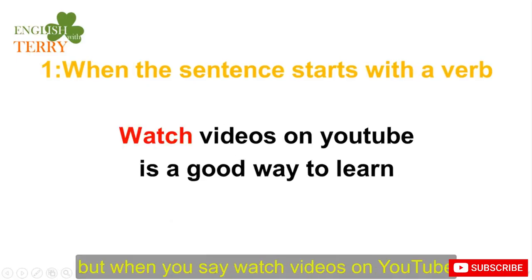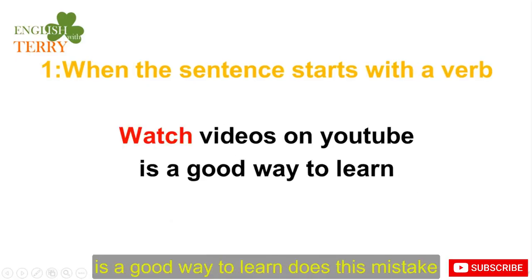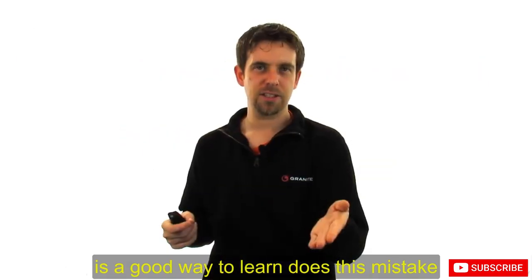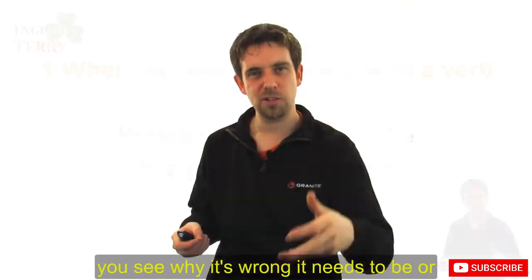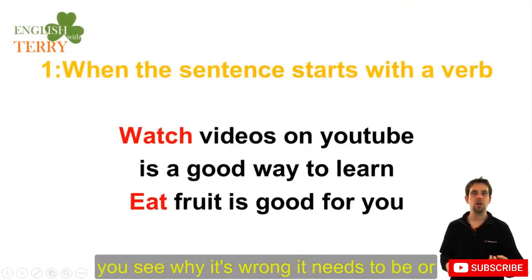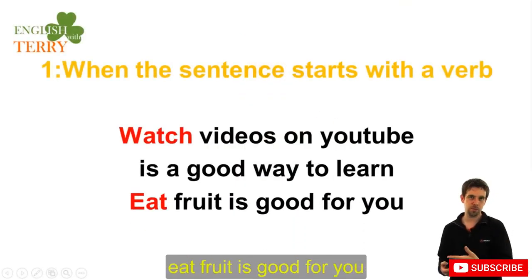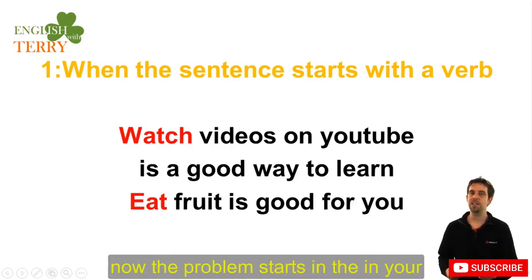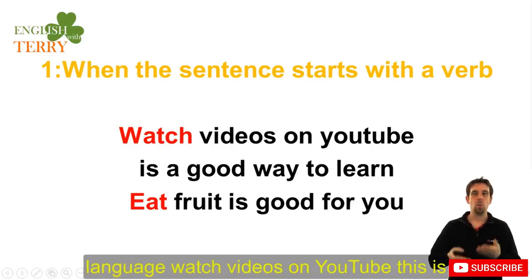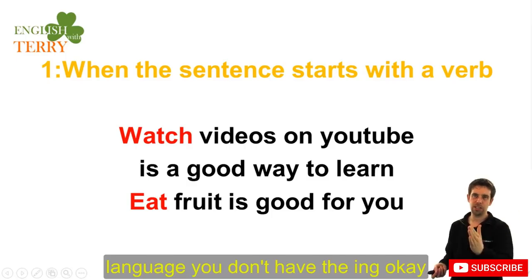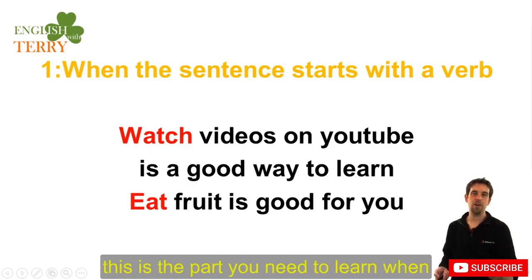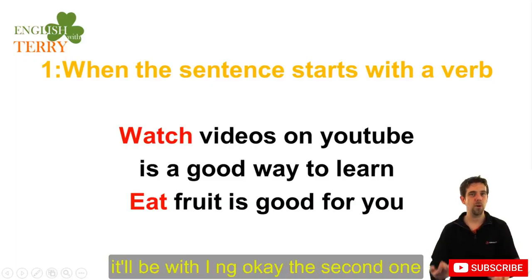But when you say watch videos on YouTube is a good way to learn. Does this mistake look familiar? Do you have this problem, right? Now, can you see why it's wrong? It needs to be watching, or eat fruit is good for you needs to be eating fruit. Now, the problem starts in that in your language, watch videos on YouTube, this is a direct translation. Probably in your language, you don't have the ing, okay? This is the part you need to learn. When you start your sentence with a verb, it will be with ing, okay?